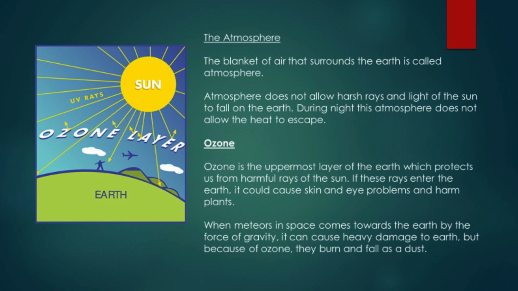Ozone. Ozone is the uppermost layer of the Earth which protects us from harmful rays of the sun. If these rays enter the Earth, it could cause skin and eye problems and harm plants. When meteors in space come towards the Earth by the force of gravity, it can cause heavy damage to Earth, but because of ozone, they burn and fall as dust.